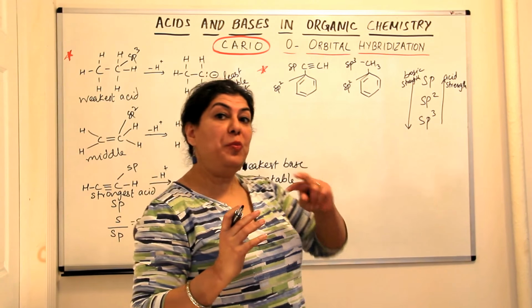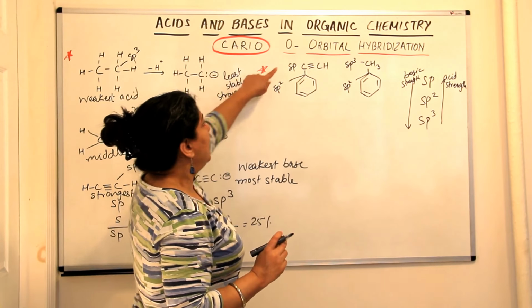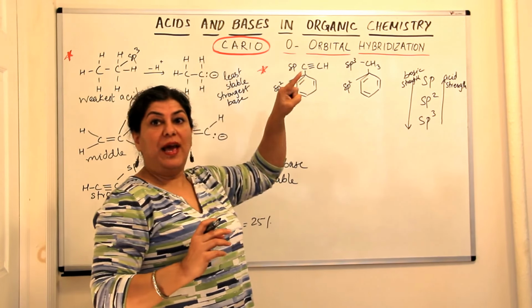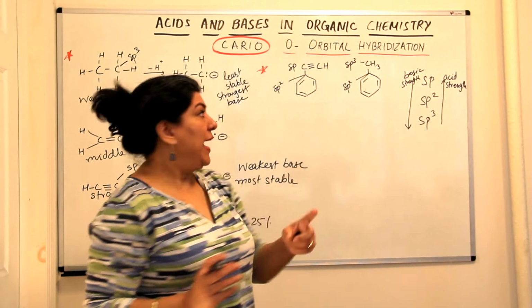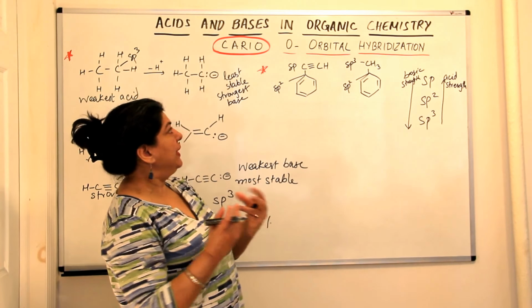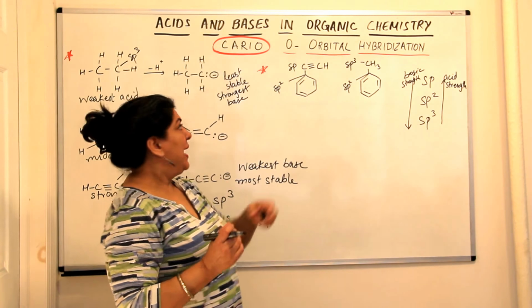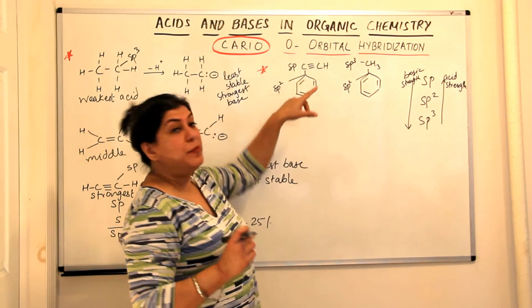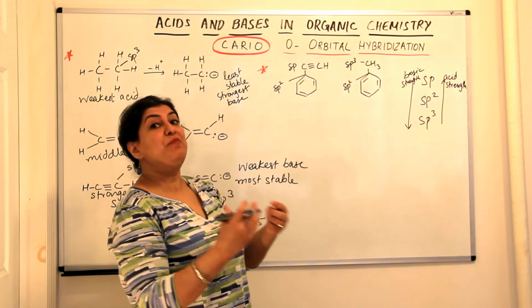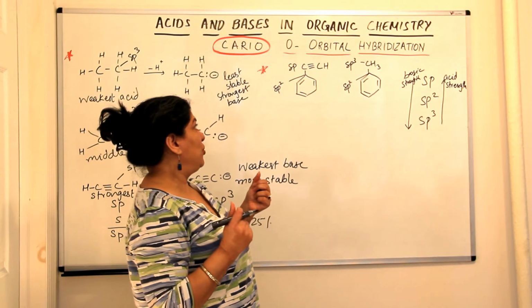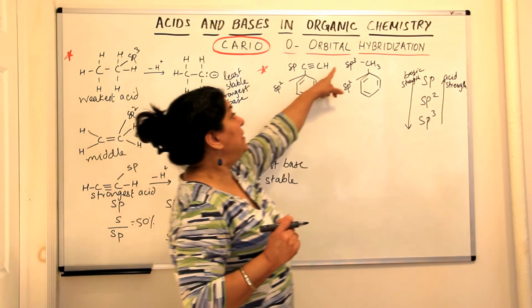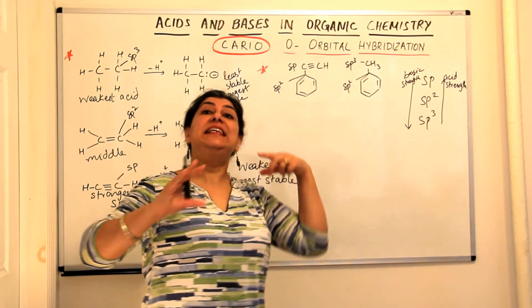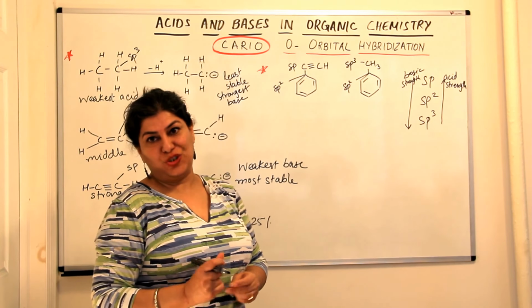So, although both are carbons, the sp hybridized carbon has more s character, and therefore it has a tendency to pull the electrons towards itself. And the sp2 carbon on the other hand does not have the same tendency to pull the electrons towards itself. And sp3 on the other hand has the least tendency to pull the electrons towards itself.